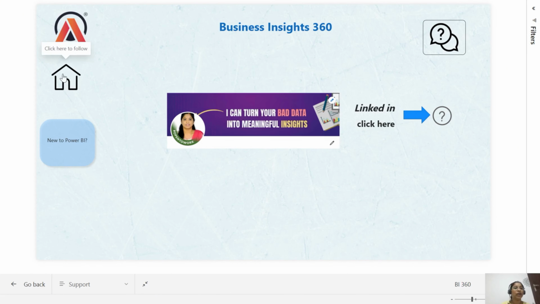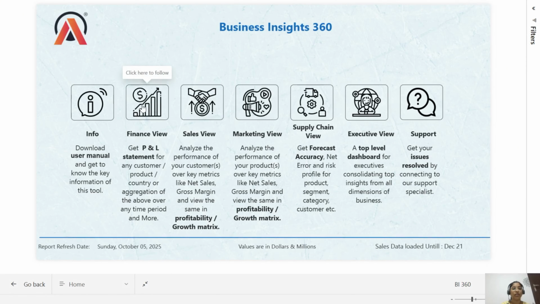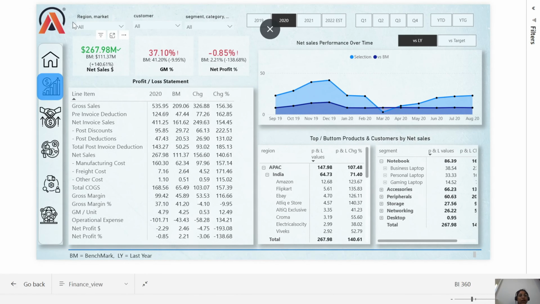Then moving into the finance view. Let's look at the finance view and its insight analysis. This view provides an overall picture of the company's financial performance. According to the project guidelines, I have designed this dashboard exactly as per the report markup.